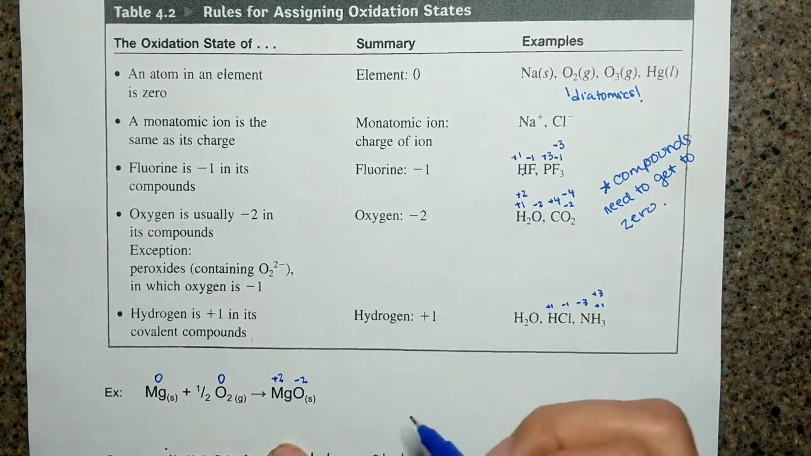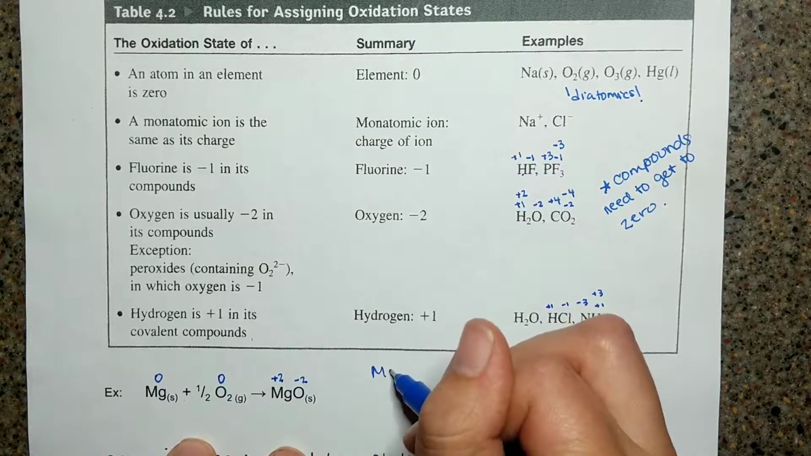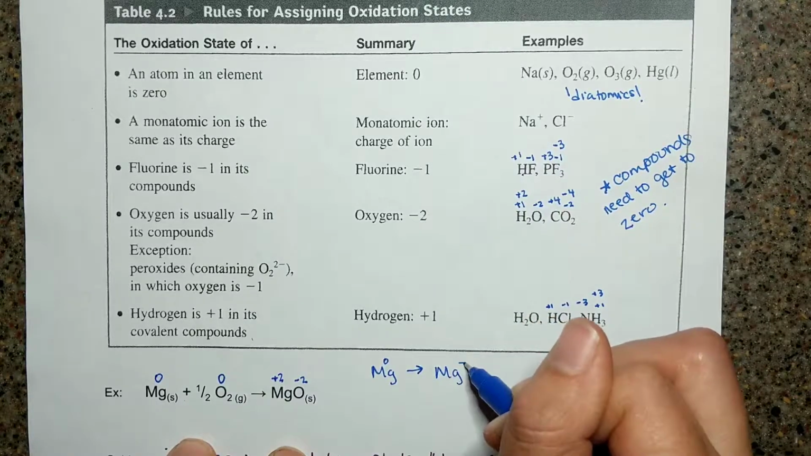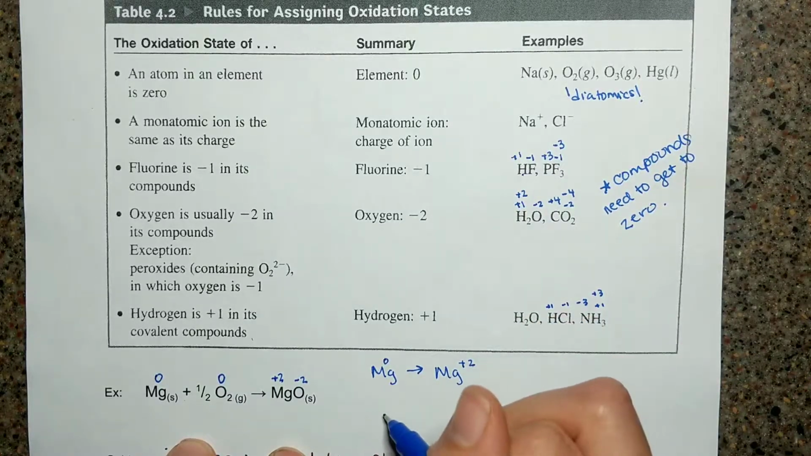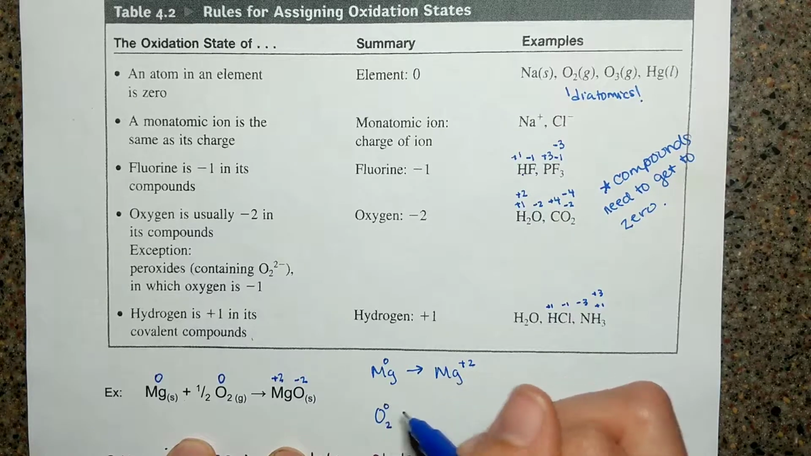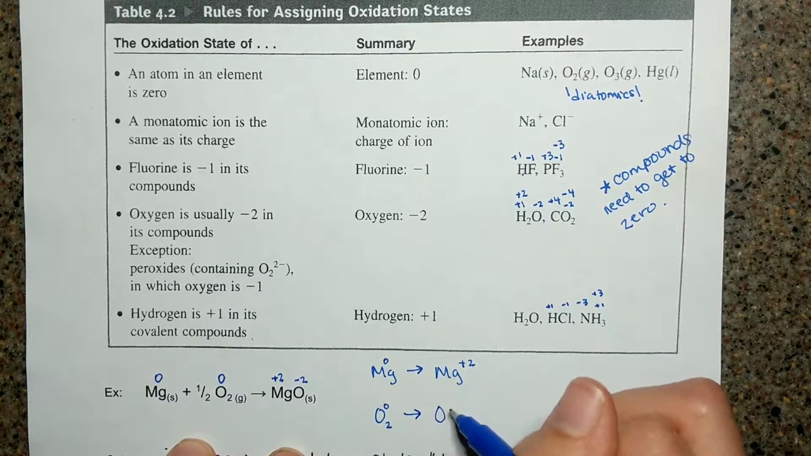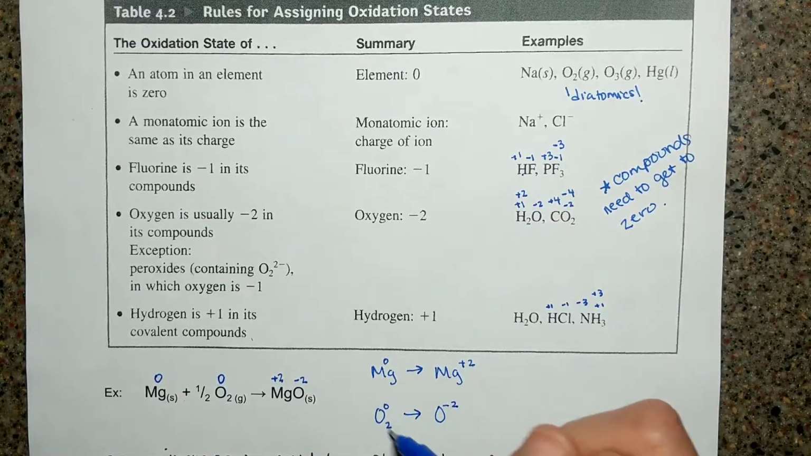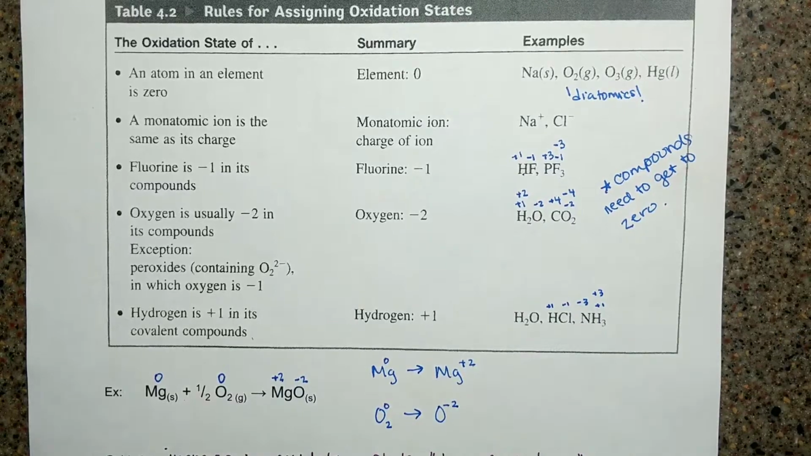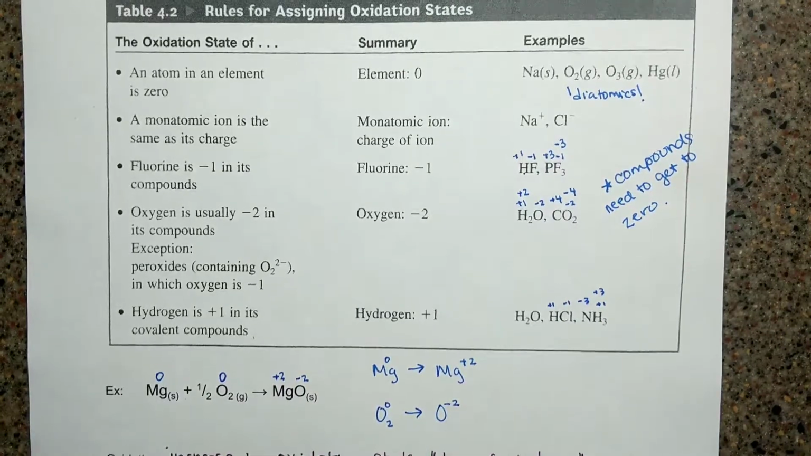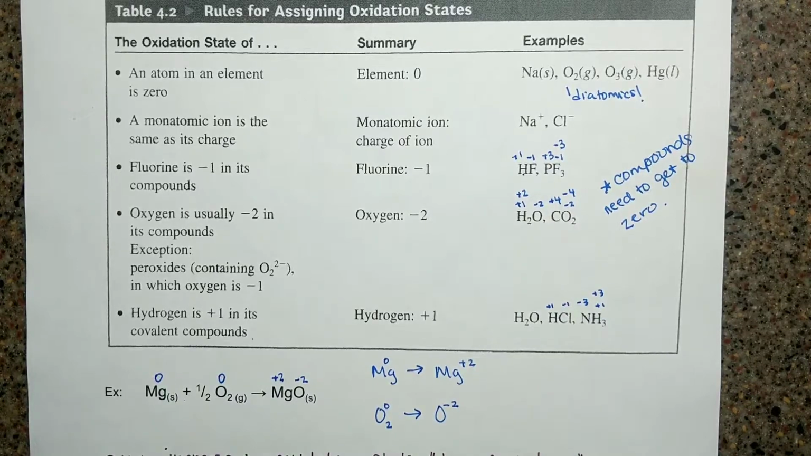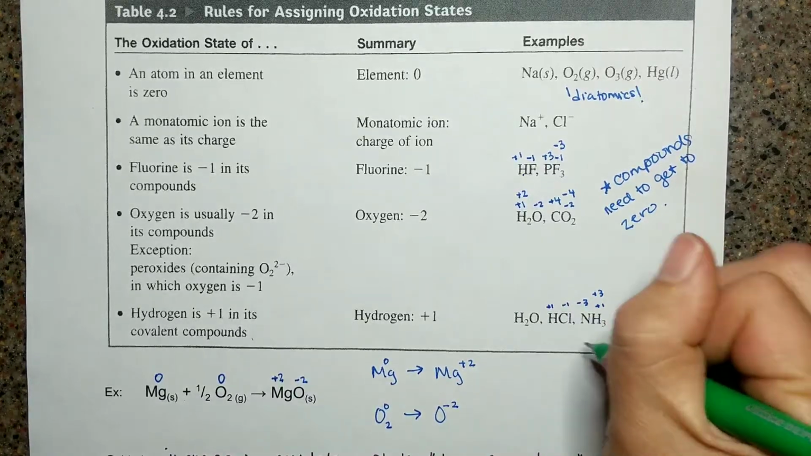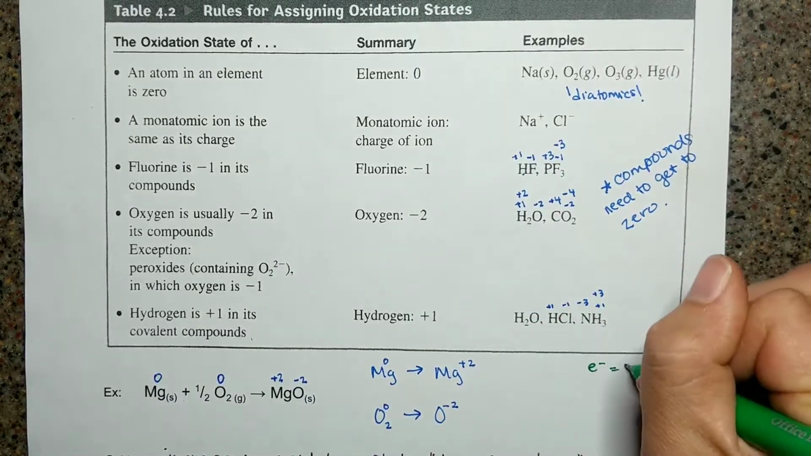That means if I look at my individual species, magnesium is going from magnesium 0 as an element to magnesium +2. And then oxygen is going from O2 as an element to O -2. So our different elements are changing in oxidation number, and that's going to let us know, this path of electrons is going to let us know if we have something called reduction or oxidation happening. So we remember that electrons have a negative charge.